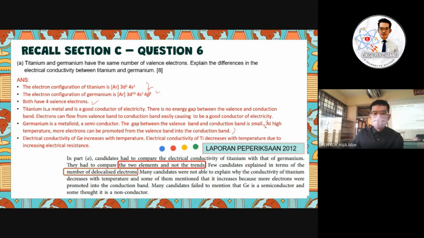And then the second, we can use the delocalized electron concept in the discussion of conductivity, but the scheme given does not involve the delocalized electron. That means we can involve the concept of delocalized electron in our answer when we discuss conduction. Then again, the Laporan Peperiksaan 2012 also mentioned that students discussed the conductivity of titanium and germanium based on the conduction band. So in the answer here, you can discuss the delocalized electron concept and also the conduction band so that you can get 10 marks.